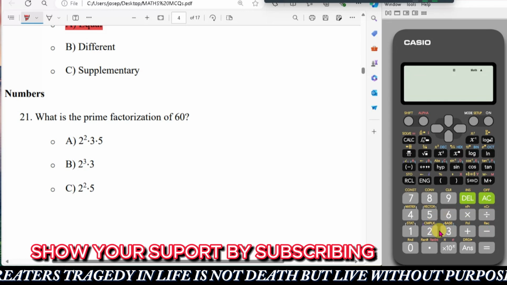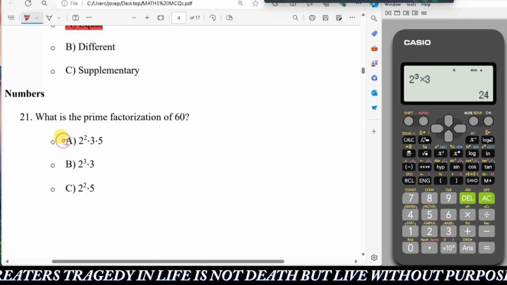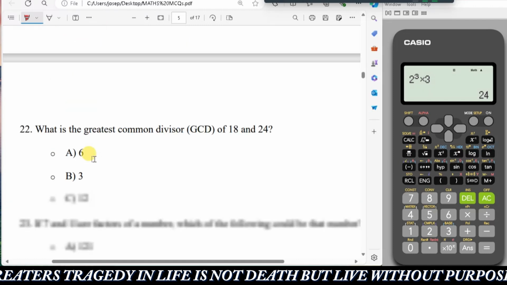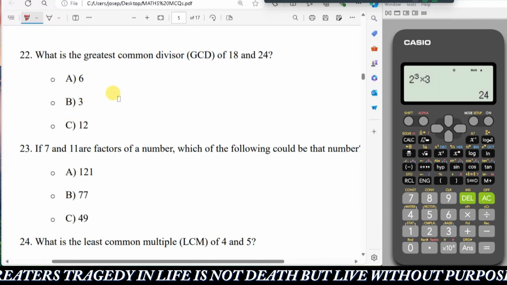Let's finally check B, 2 cubed times 3. That will give 24, which is not the answer. So the correct answer here is A, right?